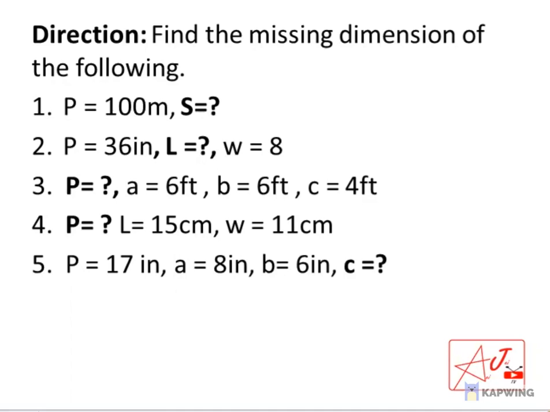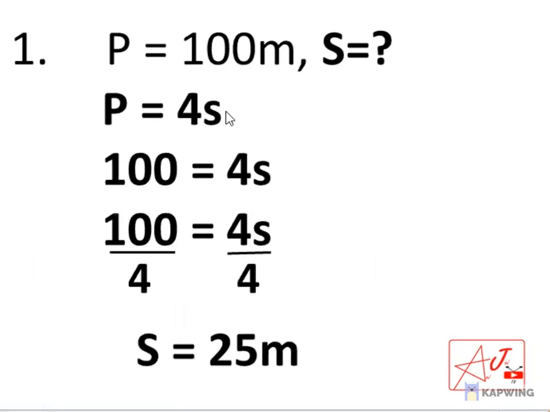Okay, let us check. So, number 1. Ang given natin ay ang perimeter which is 100 meters at hinahanap natin yung side. Titingnan lang natin yan, dahil S ang nawawala, automatic alam na natin na square yan. At ang formula to find for the perimeter of square is P is equal to 4S. Given natin yung perimeter which is 100 meters.